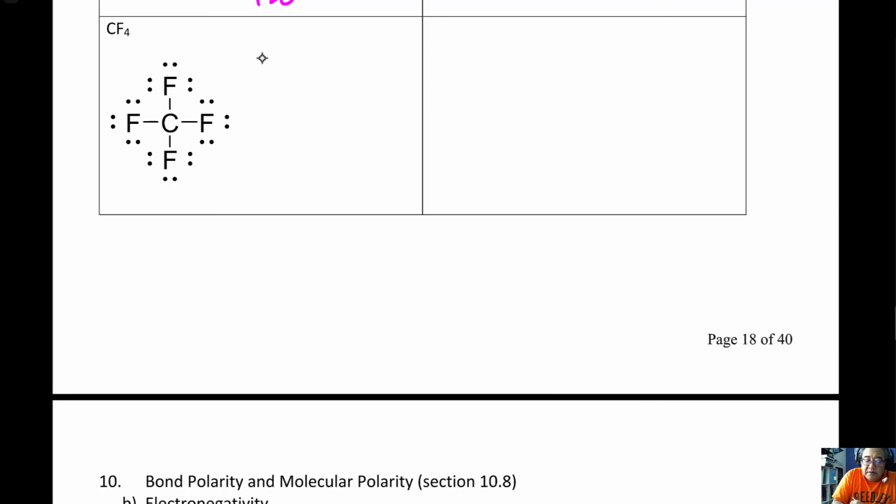Okay, so there are 4 groups. Each one of the fluorines counts as one group. There's 0 lone pairs. There's lots of lone pairs, like I said, on the structure. None of them on the central atom. So this becomes tetrahedral for both, because there's no lone pairs. Tetrahedral for both the molecular and electron geometries. And the bond angle will be right on 109.5.